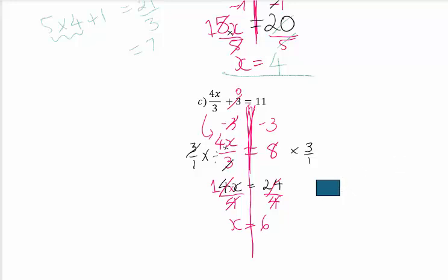Now we check our answer. Put that back into here. So I'll just write it outside. 4 times 6 equals 24. 24 divided by 3 equals 8. 8 plus 3 equals 11. Yes, it works. Underline it. Bob's your uncle, all done.